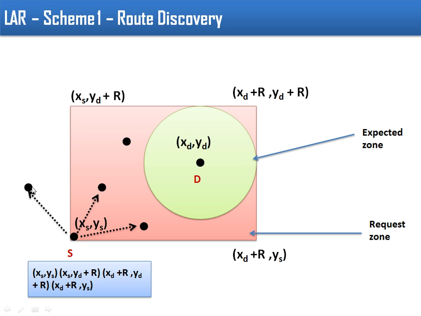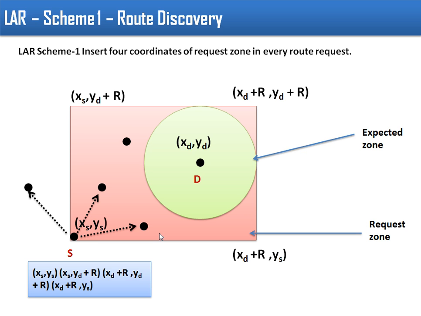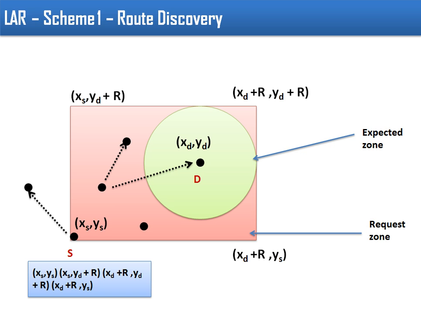So here we can see this node is outside the rectangle. It means this node will not broadcast this message further. But here these two nodes are in the request zone, so they can forward. And here we are showing only the operation of this node. So this node is also eligible, so this node also will send the route request packet to its neighbors.